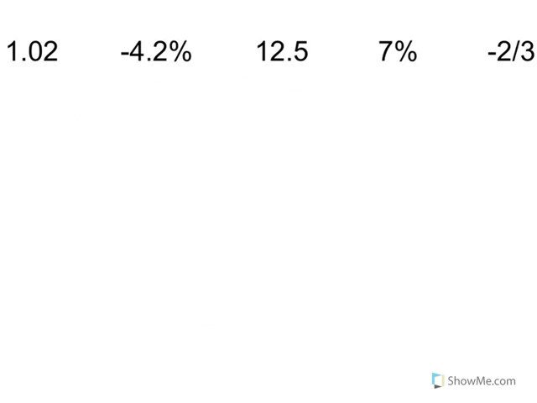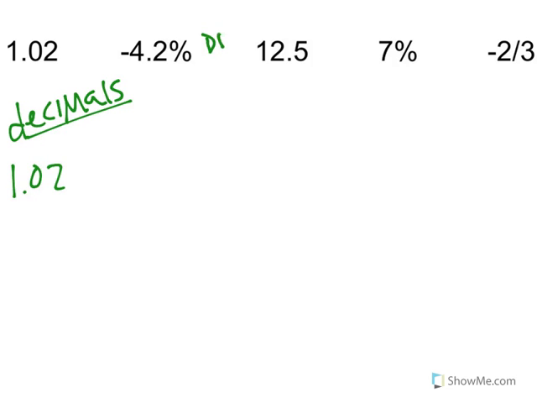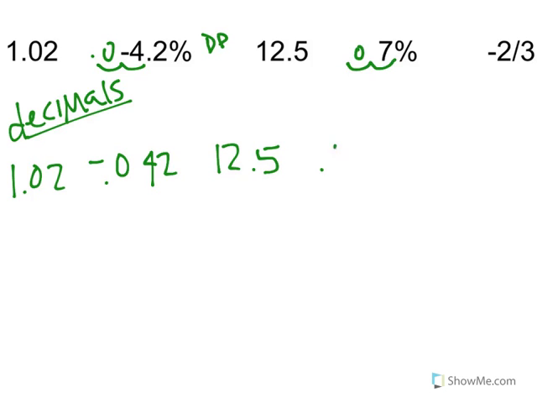Now I'm going to show you if we converted them all into decimals, how that would go. So the 1.02 is already a decimal. Okay, we're going to use DP again, but we're going to go the opposite way. So when you're going from a percent to a decimal, you move 2 places to the left and fill in any holes with the 0. So negative 4.2% becomes negative 0.042. 12.5 is already a decimal. 7%, we're going to move 2 places to the left and get 0.07.